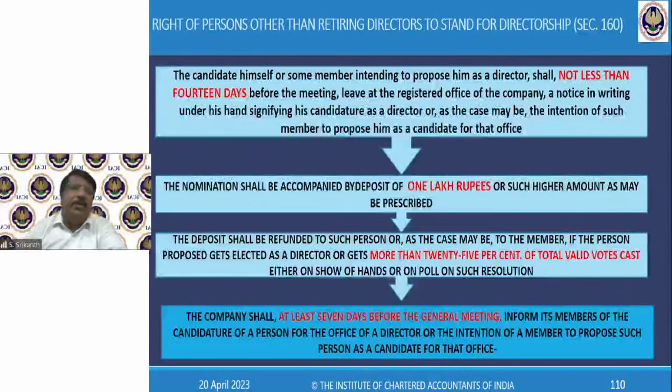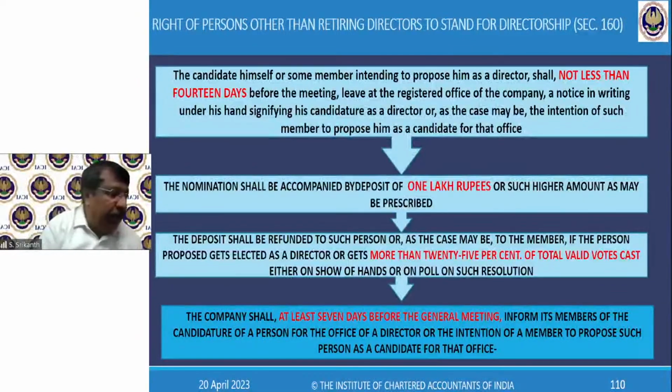Now, this nomination shall be accompanied by a deposit of 1 lakh rupees or such higher amount as may be prescribed. Oh, but it's okay, 1 lakh. If you win, you will get it back. It will be refunded, so don't worry. Let us send a 1 lakh DD. The deposit shall be refunded to such person, or as the case may be to the member, if the person proposed gets elected. Or even if he gets more than 25% of the total valid votes, you will get your deposit back.